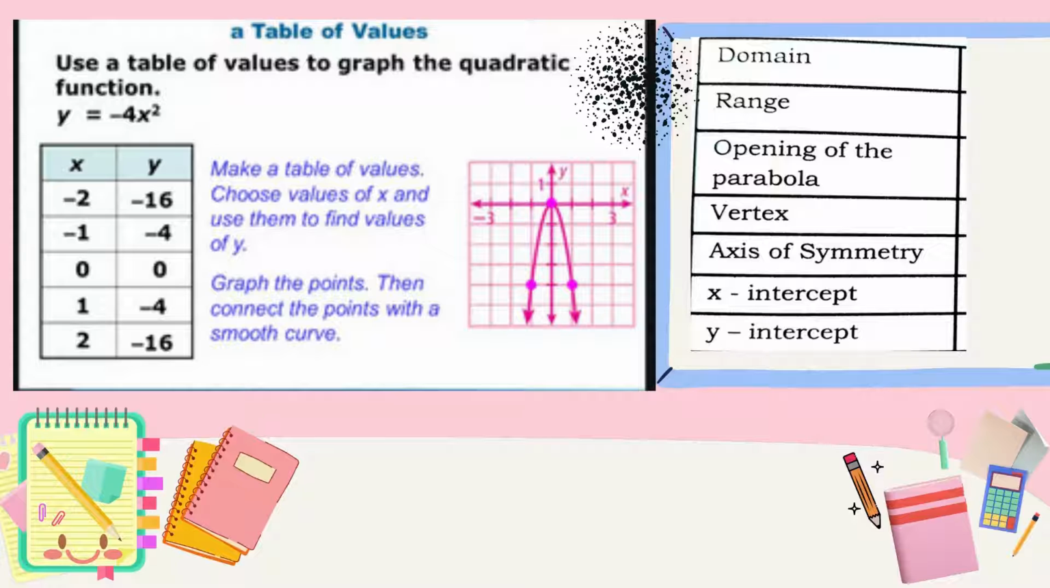The opening of the parabola is downward, since a is -4. The vertex is (0, 0), or the origin. The axis of symmetry is also 0. The x-intercept is 0, and also the y-intercept, that is 0.